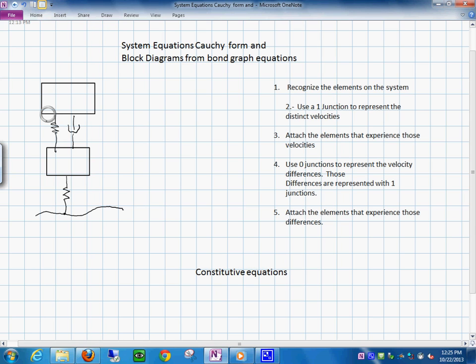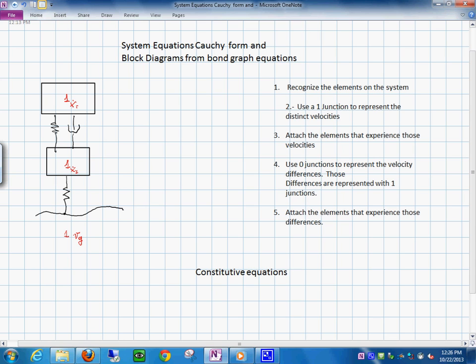Use a one junction to represent the distinct velocities. Alright, let's do that. So in this case, I'm just going to use the one junction here for the velocity here, which would be, let's call it x1 dot, like that. And I'm going to put the one junction for the other velocity, which is x2 dot, like that. And then I'll put another velocity here for the velocity of the ground. How is that? Done with step number 2.